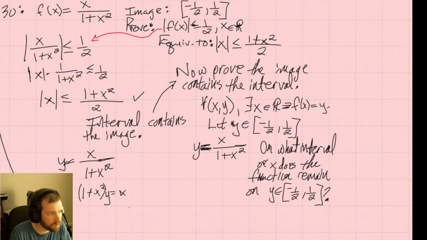Alright, so in terms of this, this is now going to be a quadratic form. So we've got y x squared minus x plus.